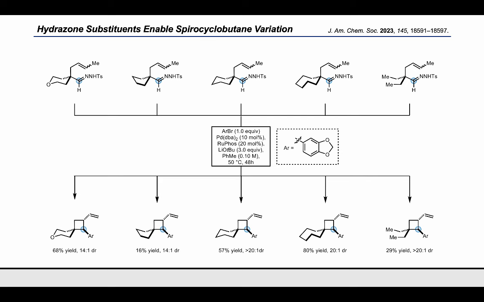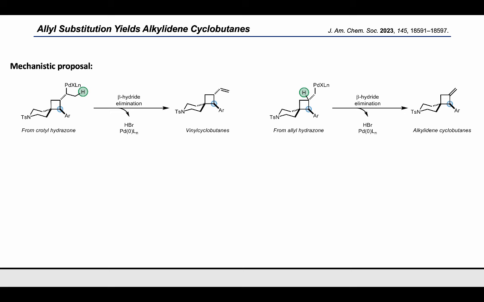When thinking about our proposed mechanism, we noticed that the cyclobutyl carbinyl palladium intermediate derived from the crotyl hydrazone actually has two sites which can undergo beta-hydride elimination, the methyl group and the cyclobutyl methine. However, whenever the methyl group is present, palladium will preferentially undergo beta-hydride elimination there in order to afford vinyl cyclobutanes. We proposed that if we were able to remove the methyl group, with an allyl-substituted hydrazone, the only site where palladium can undergo beta-hydride elimination will be off of the cyclobutane, yielding alkylidene cyclobutanes from the same reaction setup.